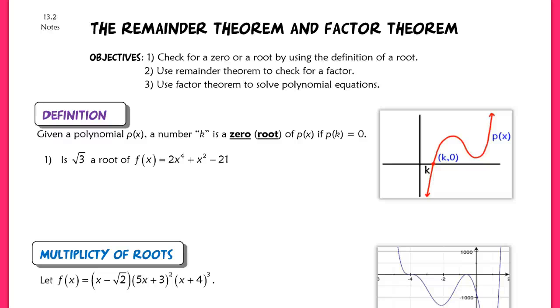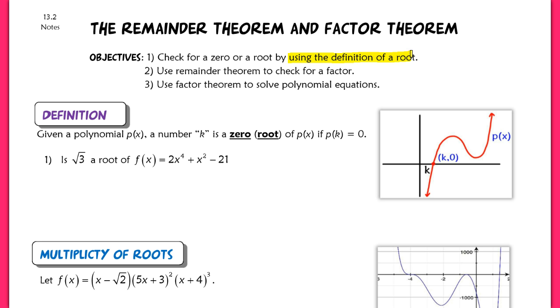Hi guys, this lesson is for section 13.2. We are going to look at the remainder theorem and factor theorem when we are dividing polynomials. Our objectives for today are to check whether or not you have a zero or a root by using the definition of a root. So that's what I'm going to do first, is define a root.